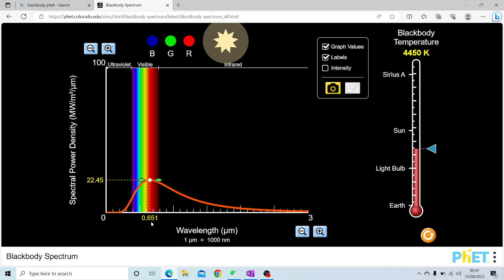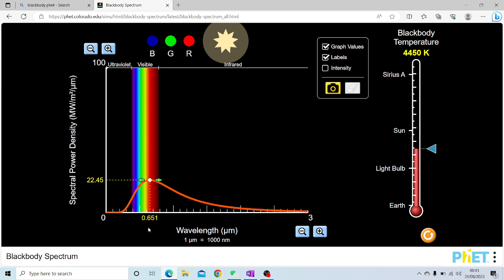I have 0.651 micrometer, so I need to multiply this by 1000 to convert it to nanometer. I will first multiply this by 1000, and then multiply by this temperature, 4450 Kelvin. We need to check whether this gives us 0.0029 meter Kelvin or not. So let me calculate this with my calculator. 0.651 multiplied by 1000 becomes 651.